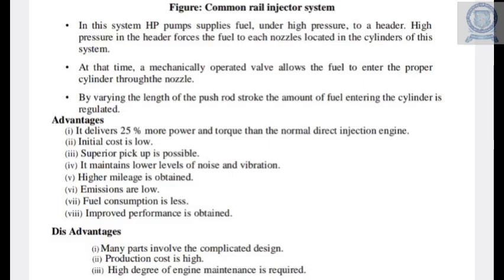Now we can see the functions of the common rail injection system. In this system, the HP pump supplies fuel under high pressure to the header. High pressure in the header forces the fuel to each nozzle located in the cylinders, and at the right time a mechanically operated valve allows the fuel to enter the proper cylinder through the nozzle. By varying the length of the push rod stroke, the amount of fuel entering the cylinder is regulated.